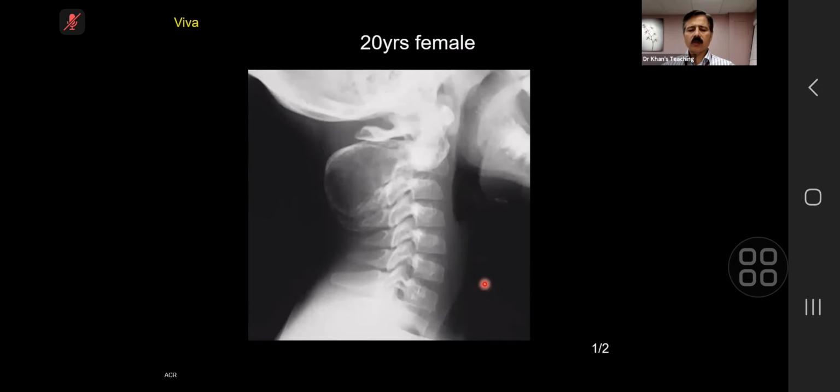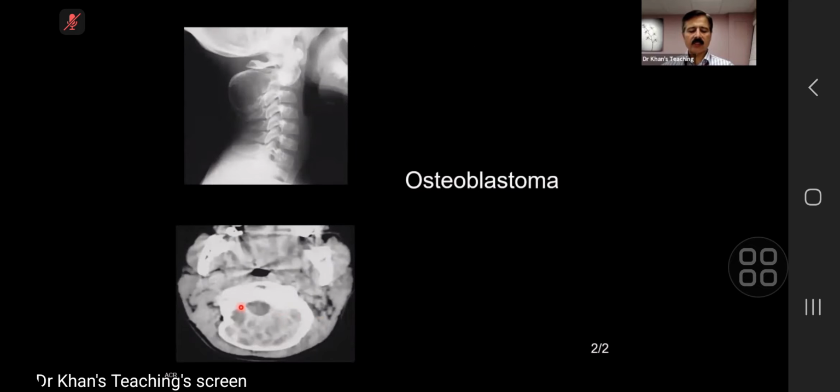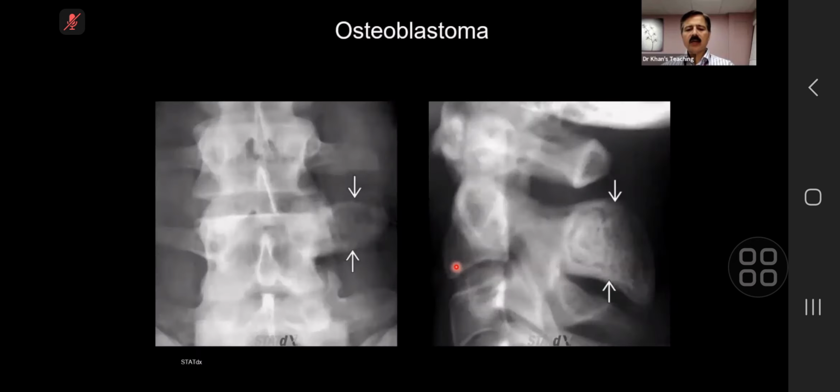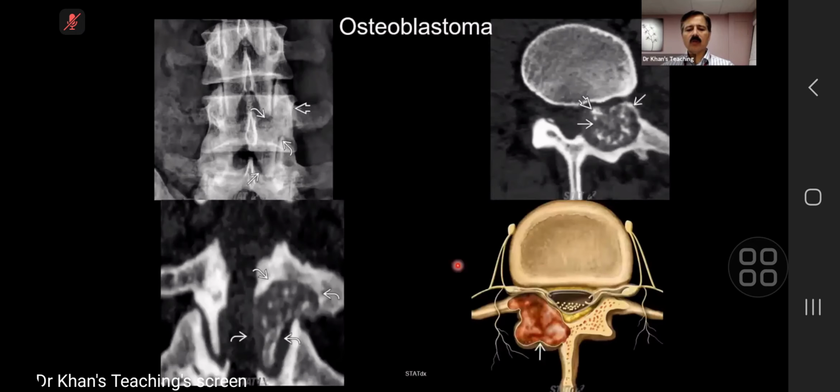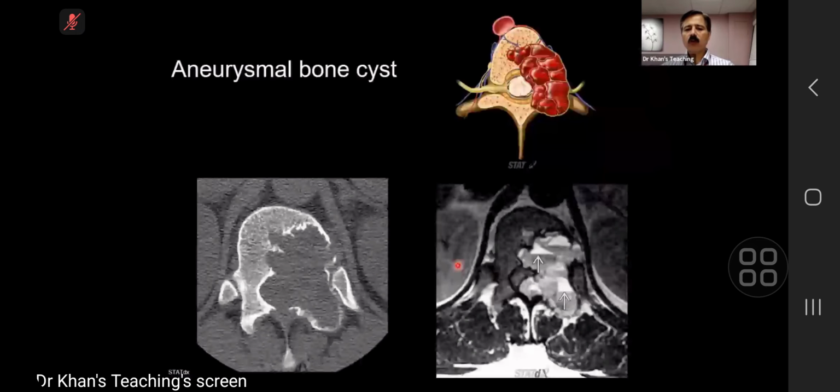bone forming tumor, but the nidus itself is lucent. In the spine, the differential diagnosis is with an ABC, aneurysmal bone cyst. And it can be as big as this, and it can be something like this. And when you do MR, there will be what we call a fluid level.